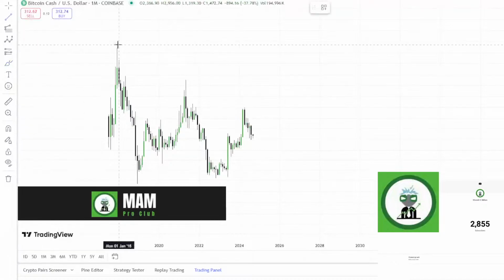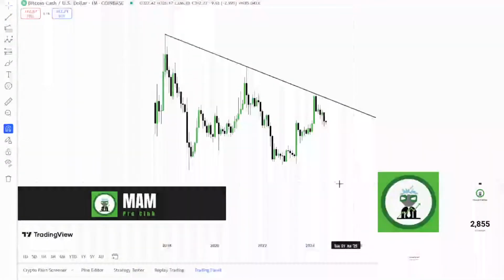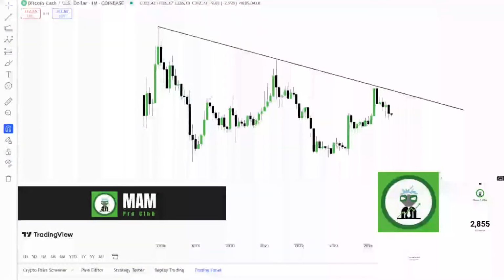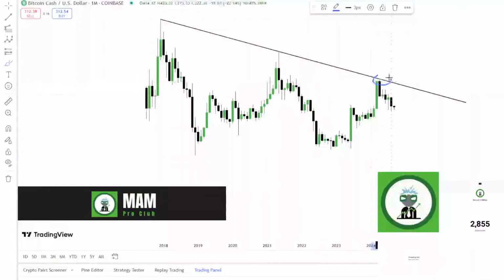So this line here, this is the line that I was warning you about a few months ago, okay? This is where I told you to short. That's where I told you to short. Obviously, it's a pretty big area of resistance. So yeah, it's going to take a lot to get up there.